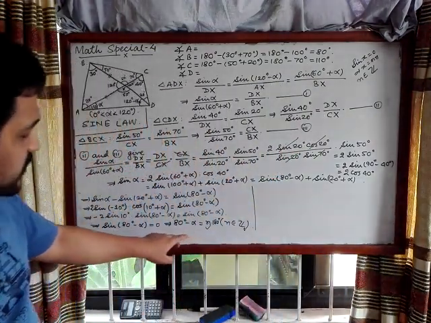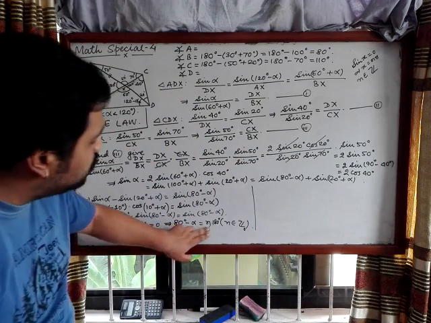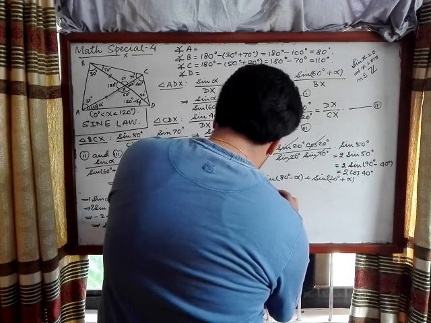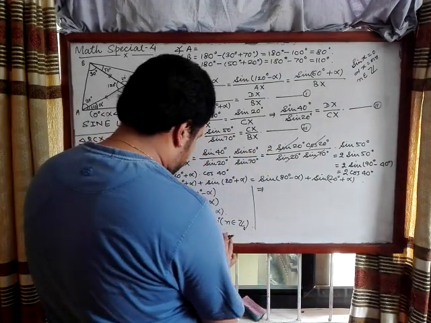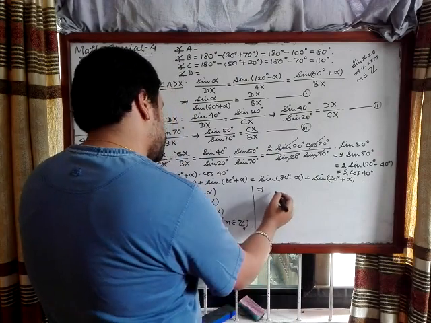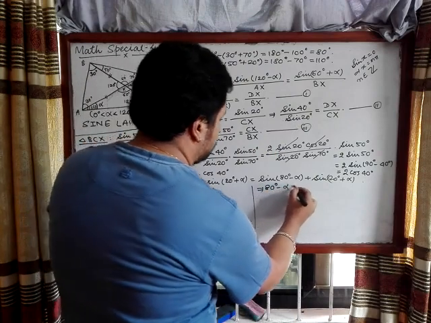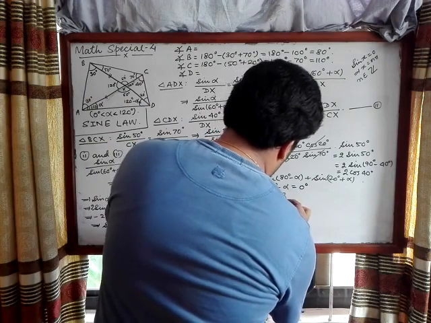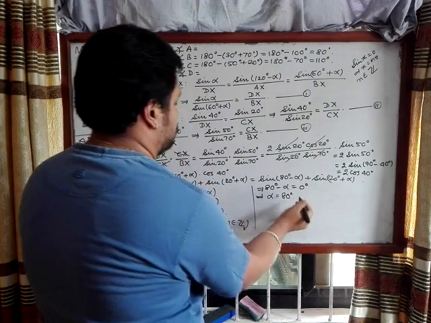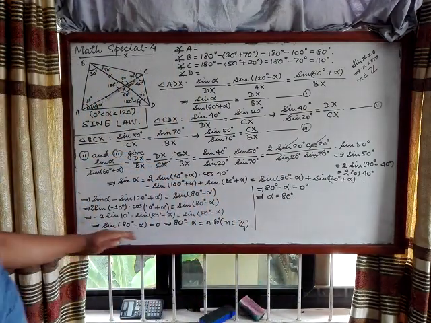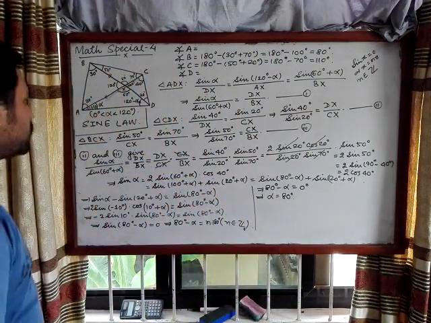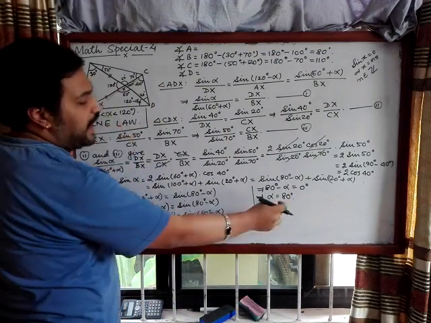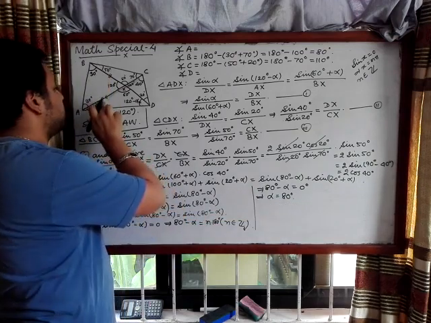So the only possibility is to take n equal to 0. So we must take n equal to 0. This gives 80 degrees minus alpha is equal to 0 degrees, which is alpha equal to 80 degrees. This is the only possible solution for this trigonometric equation under this restriction. Okay, now we're almost done. The value of alpha is 80 degrees.